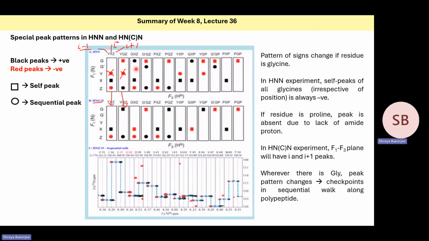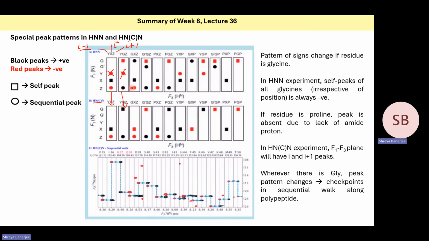So you don't have to remember each of these patterns. Basically, what you need to remember is whenever glycine is introduced, whether it is in the I position, I minus 1 position, or I plus 1 position, the pattern of the peaks changes.